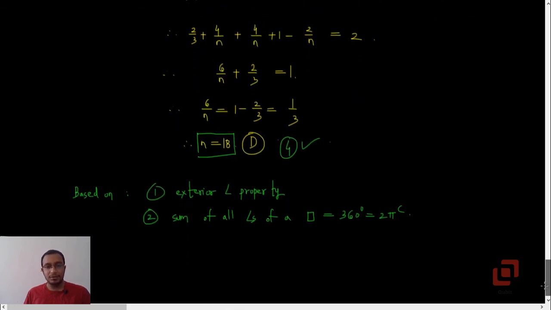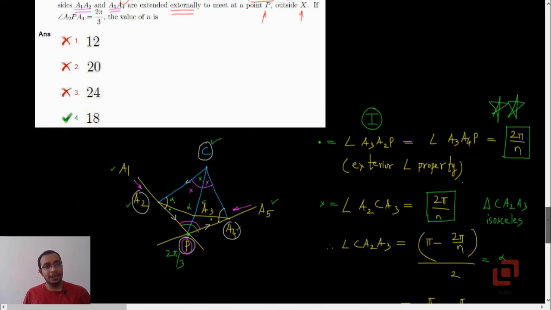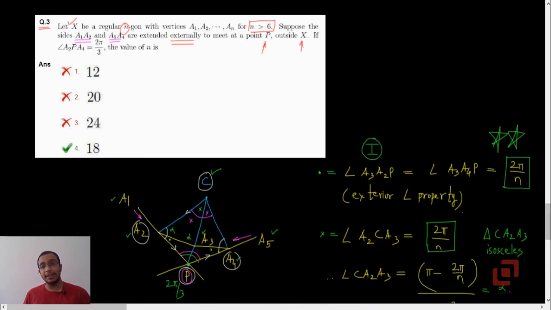So I think this question is simple, provided you know the exterior angle property of polygons. And this is what you already know: sum of all angles of a quadrilateral is 360 degrees and sum of all angles of a triangle is 180 degrees. Alright, so this completes our discussion on question 3. In the next video, we will go to question 4.